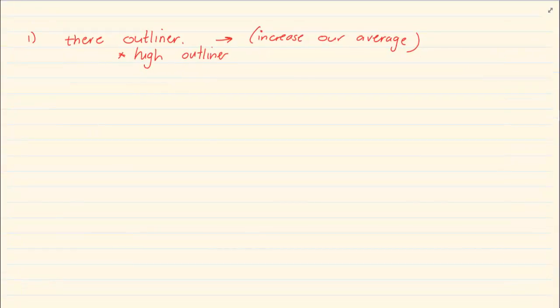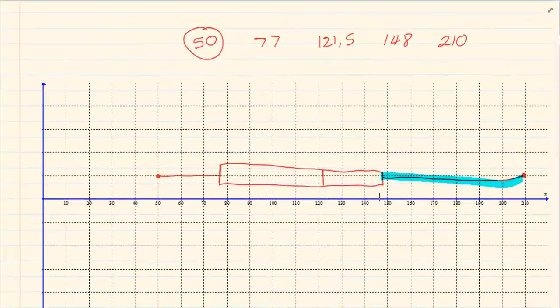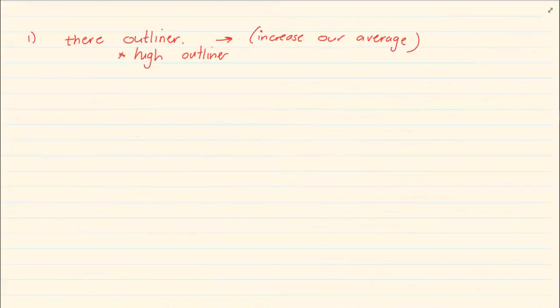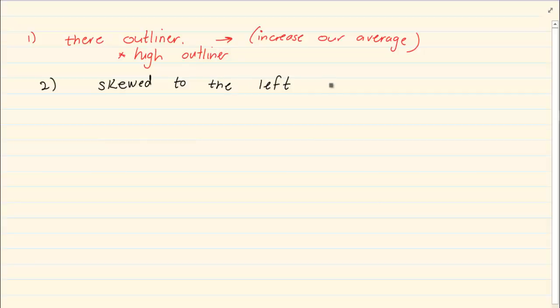The next thing we need to do is ask: is the data skewed to the left or skewed to the right? Now usually we would look at the box. This box implies that it is skewed to the left because the bigger box is on the left hand side. So you write there that it looks like the data is skewed to the left, and that means it's negatively skewed.